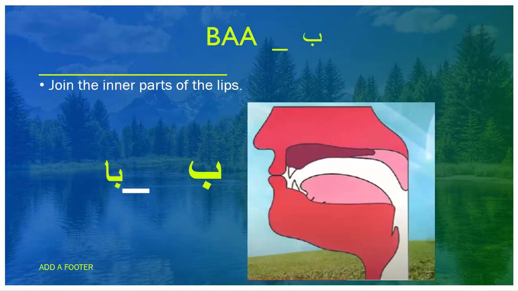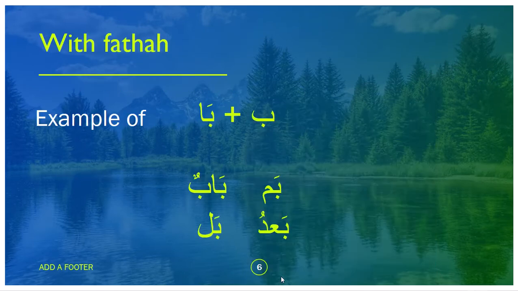Okay, next letter is Ba. Join the inner parts of the lips. Ba. With fatha, example of Ba. Ba is only one without fatha and plus with fatha. Ba, MEEM, Ba, MEEM.